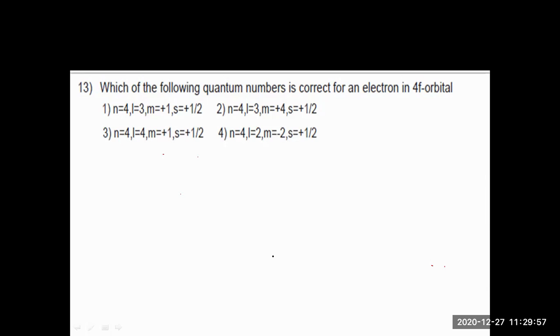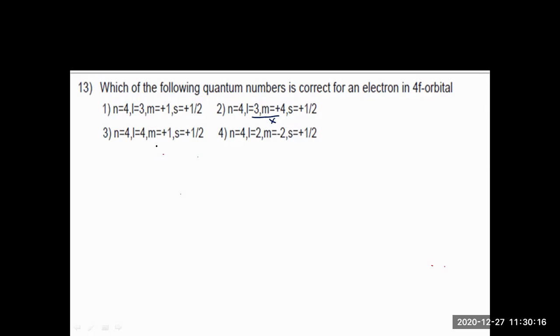Okay. What is not correct in option 2? Sir, M can be plus, M cannot be minus 3 and 0, sir. This is not correct. When L is equal to 3, maximum M value can be plus 3, not plus 4, because M varies between minus L to plus L, minus 3 to plus 3.